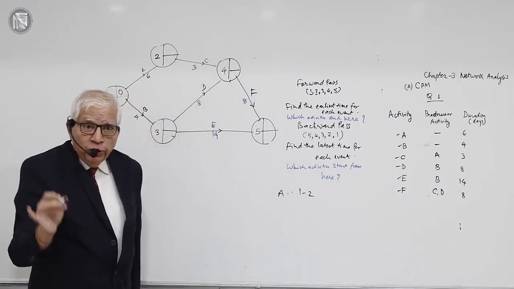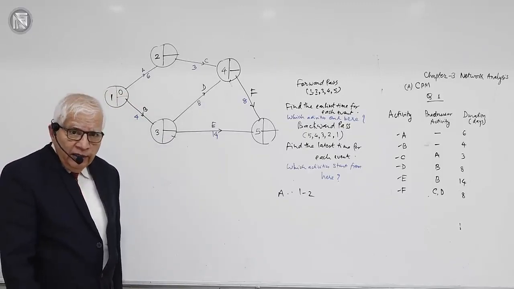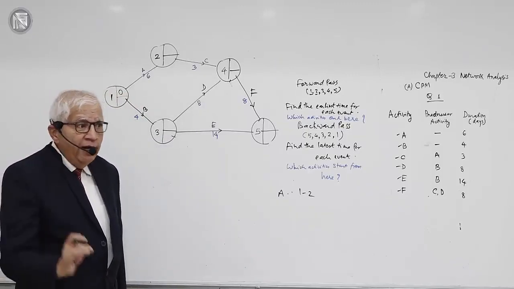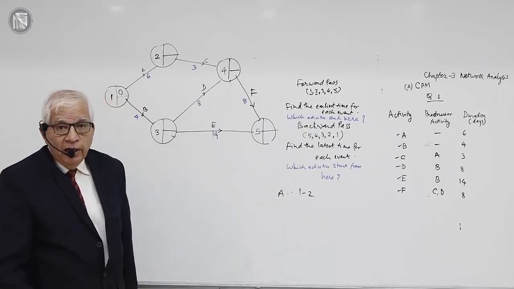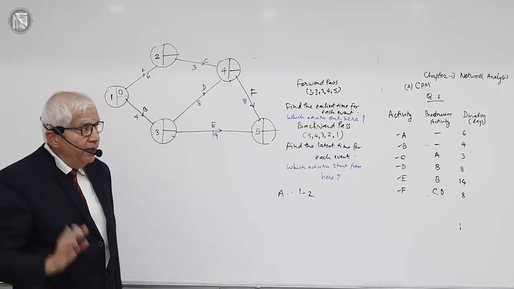Okay, and to ensure that this happens, we have used what is known as Fulkerson's rule. Fulkerson's rule will ensure that each and every activity, all the 6 activities in this table, will start at a lower numbered event and end at a higher numbered event.